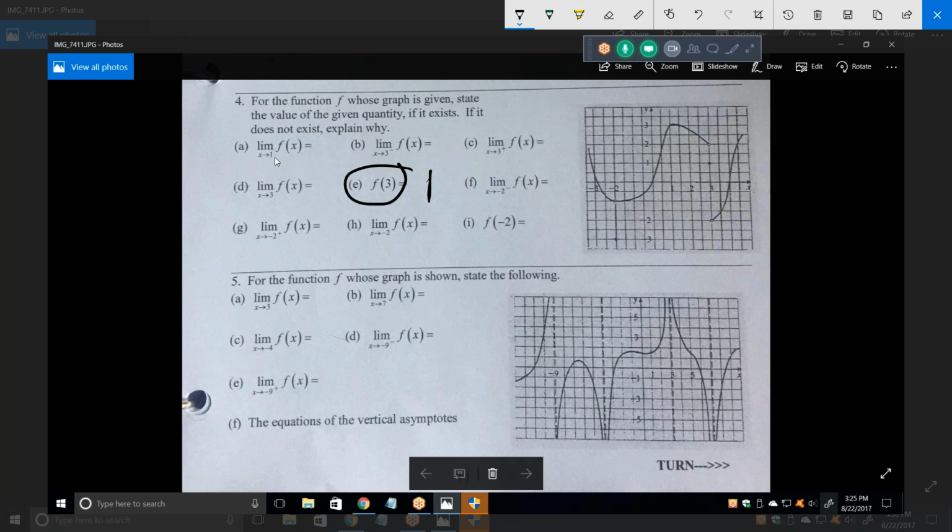Would it be 1? Here's our axis. What's this value on the axis right there? Would that be -1? Yeah, -1. So that's -1. Now what's it when we approach -2 from the right? -1 still.